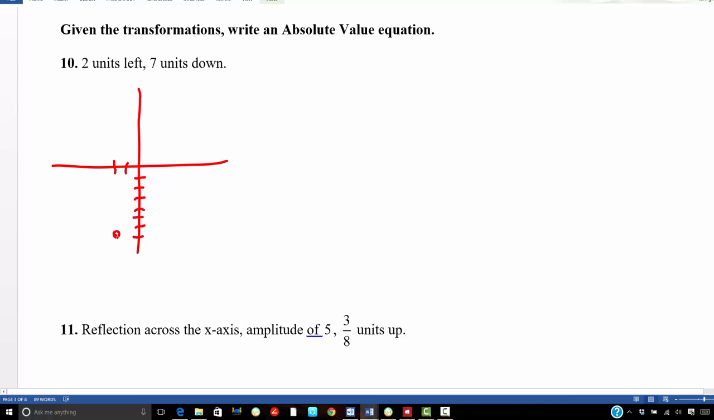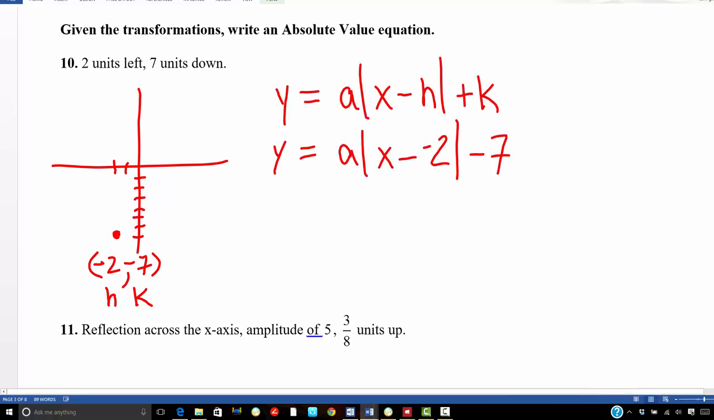That is going to be the vertex for this particular graph. And that is the point -2, -7. So that's my H and that's my K. I'm just going to substitute those into the absolute value equation form. They don't give us the amplitude, so it's an assumed 1. So the equation for this problem should be y equals the absolute value of x plus 2, minus 7.